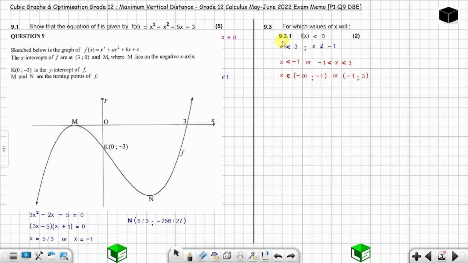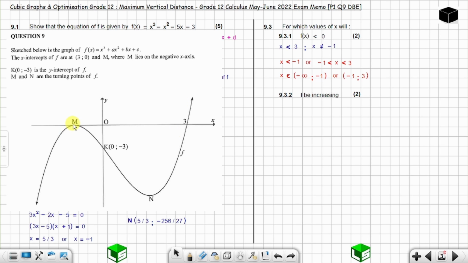Okay, now 9.3.2, for which values of x will f be increasing? This question is 2 marks. Okay, f increasing, you are going to look where is the graph going up. You have this part and this part. Increasing means where is the graph going up. So you have this part and this part.